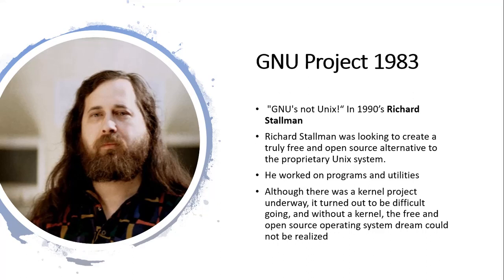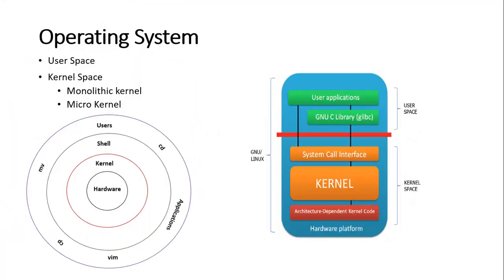As we know, an operating system mainly consists of two parts. One is the user space and the other is the kernel space. In the user space, we have the application software, compilers, and other utilities. And there is a kernel. The kernel is the main core of any operating system. Here, the kernel acts as a bridge between the application software and the hardware.